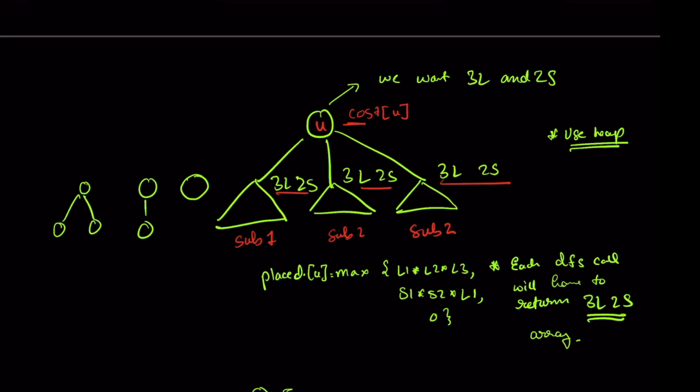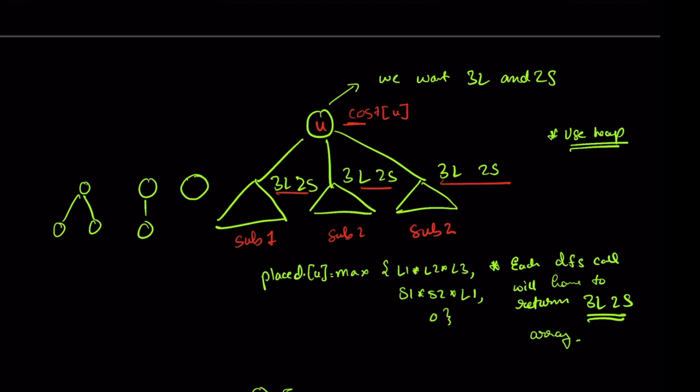Okay, now let's look at the case here. So let's say you are standing at this node u, and now you want the three largest and two smallest nodes in this subtree. So how can we do that? That node will have, let's say, three subtrees, and each subtree will again have three large and two small values, given there are enough number of nodes.